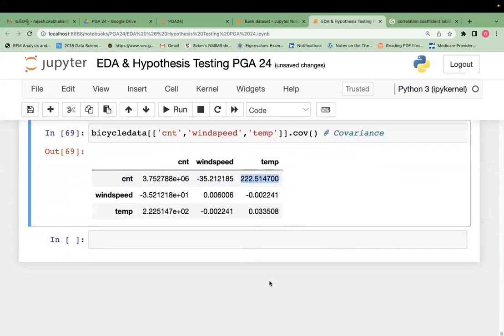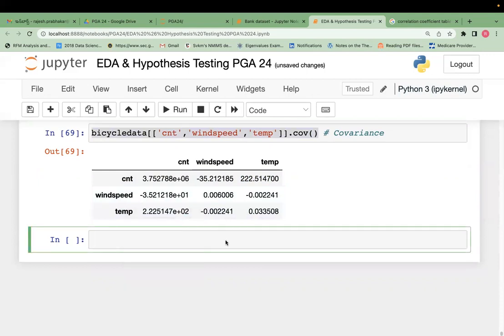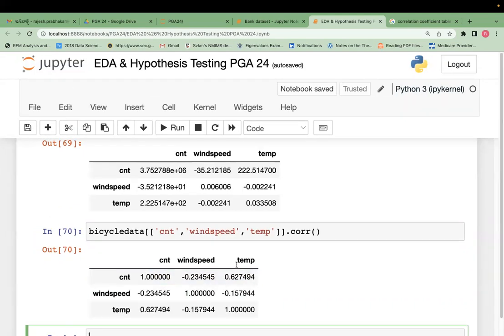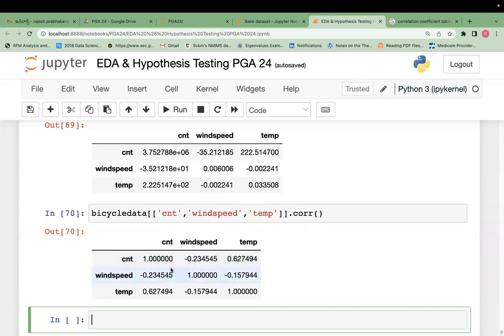Similarly, if you are looking at correlation, corr. So between CNT and temp it is 0.62 and between CNT and wind speed negative. No relationship and relationship. 0.62 is somewhat closer to 0.7. Some sort of moderate relationship is there. There is a negative relationship between wind speed and CNT. See, these are the numerical terms. Correlation quantifies the relationship in numeric terms. Covariance gives the mathematical sign, negative or positive.